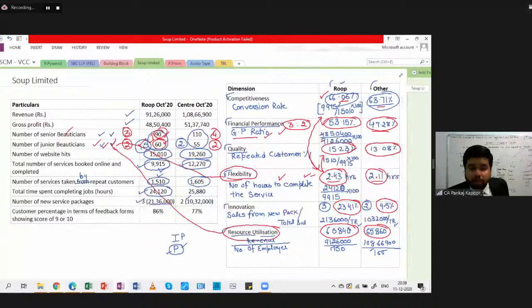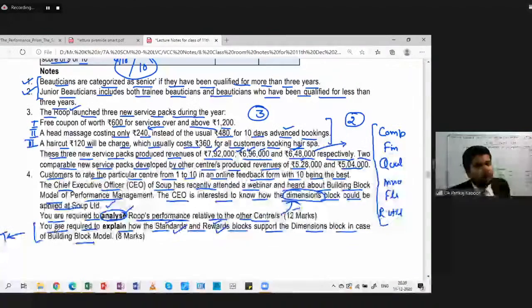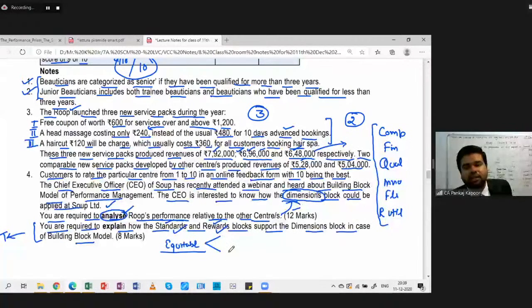And the second part of the question is nothing but pure theory. You are required to explain how the standard and reward blocks support the dimension block in case of the building block model. But here, one point from the case you can add in the standard, where you need to write equitable, that the standard must be equitable. Then there you need to write that there are two sorts of employees, one the senior and the other the junior. While setting the standard, you must consider the level and give the standard accordingly.